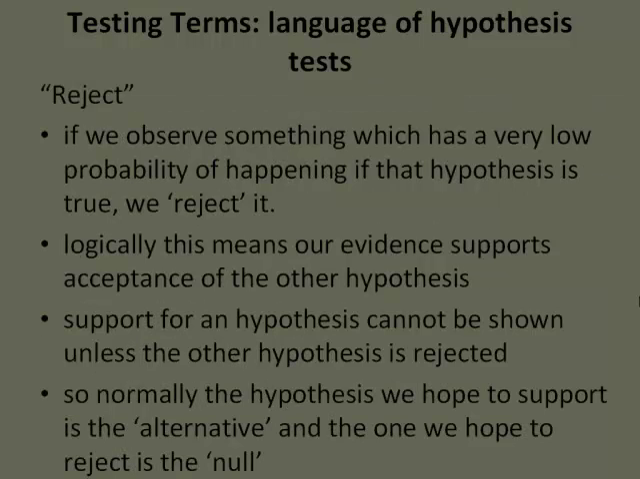Reject. If you observe something which has a very low probability of happening, if the hypothesis is true, then you reject it. So if we assume this is true, if that's true, then what we've seen is very unlikely. We reject the idea. Logically, that means that because we have started with two hypotheses which are exhaustive, if we reject one, logically you have to accept the other one. That's why you have two that are exhaustive. You can't show support for one of these logically unless you reject one of them.